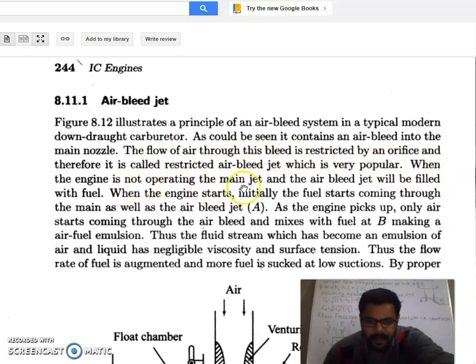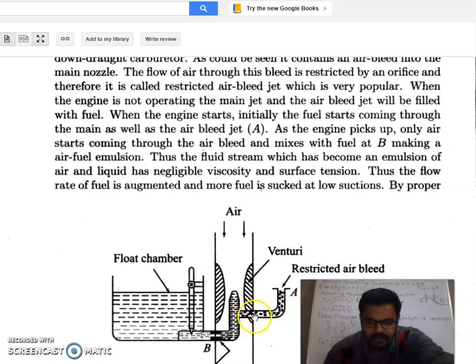When the engine is not operating, the main jet and the air bleed jet will be filled with fuel. So these two are filled with fuel, up to here. When the engine starts initially, the fuel starts coming through the main as well as the air bleed jet. As the engine picks up, only air starts coming through the air bleed and mixes with the fuel at B, making an air-fuel emulsion. So the air from this side will come and form an emulsion of the fuel.